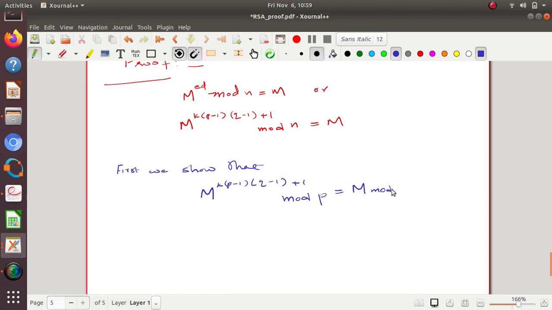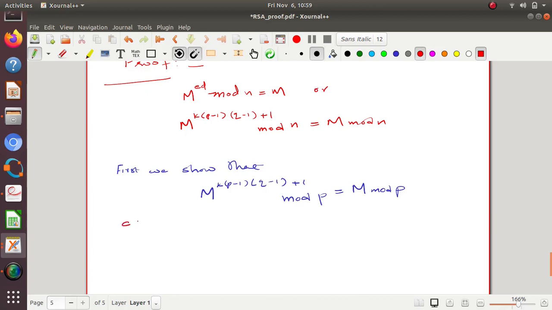So what is the difference between them? Here mod n is used, and here mod p is used, that's all. Here we can use mod p, because m and m mod n are the same, because m is less than n. So first we show that, using mod p instead of mod n, this mod p is the same as m mod p, and in this case we will have two cases.